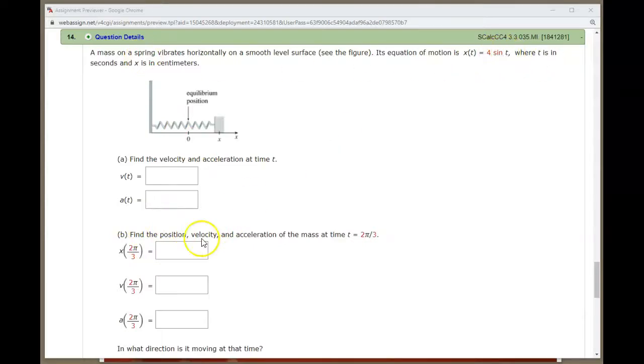So you're just going to put that in the first equation there. We want the velocity at 2 pi over 3 and the acceleration at 2 pi over 3. If you remember what the sine of 2 pi over 3 is, then this is a pretty easy problem. So let's talk about the unit circle for a second.